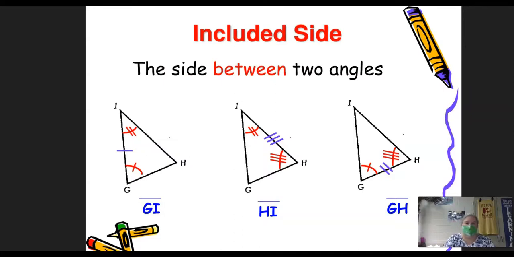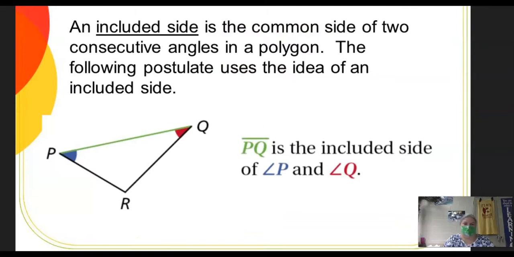So here we have three illustrations of one side being marked that is between two angles. GI is the included side between those two angles. HI is the included side between those two angles. And GH is the included side between those two angles. Here's another illustration. It says the included side is the common side of two consecutive angles in a polygon. But PQ is the included side. Segment PQ is the included side of angle P and angle Q.